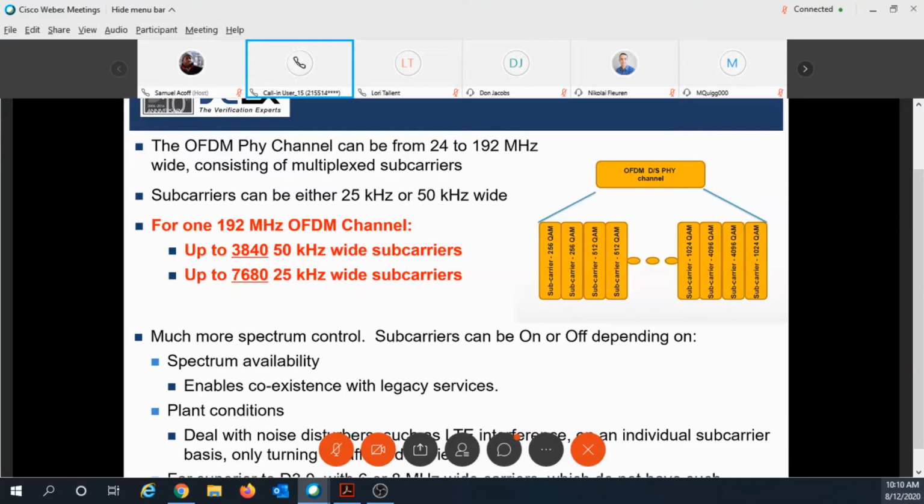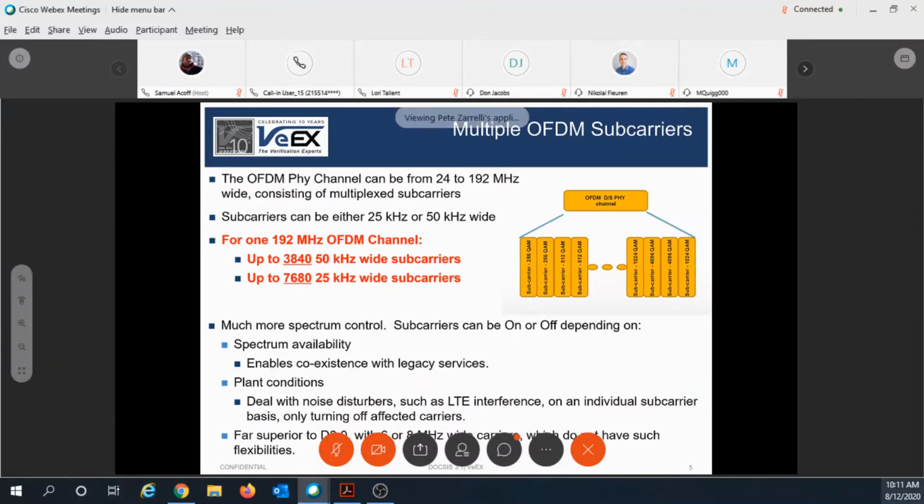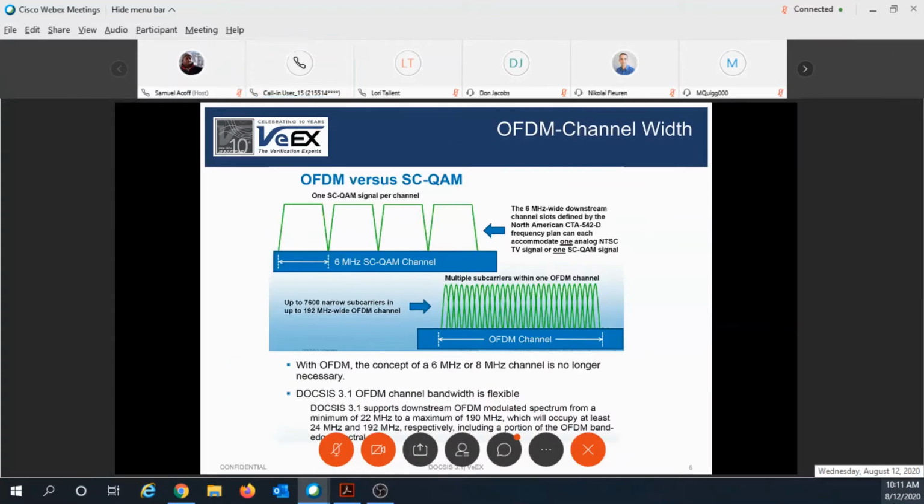Really a lot of subcarriers to get a handle on, and this slide kind of shows our legacy single channel QAMs up at the top, and then how many subcarriers can exist inside an OFDM channel here. So you can see a big difference there as far as the sheer numbers. So the OFDM channel, mentioned before, 25 kilohertz subcarrier spacing, 7,600 around there, and then 50 kilohertz, about 3,800 and change, depending on certain things.